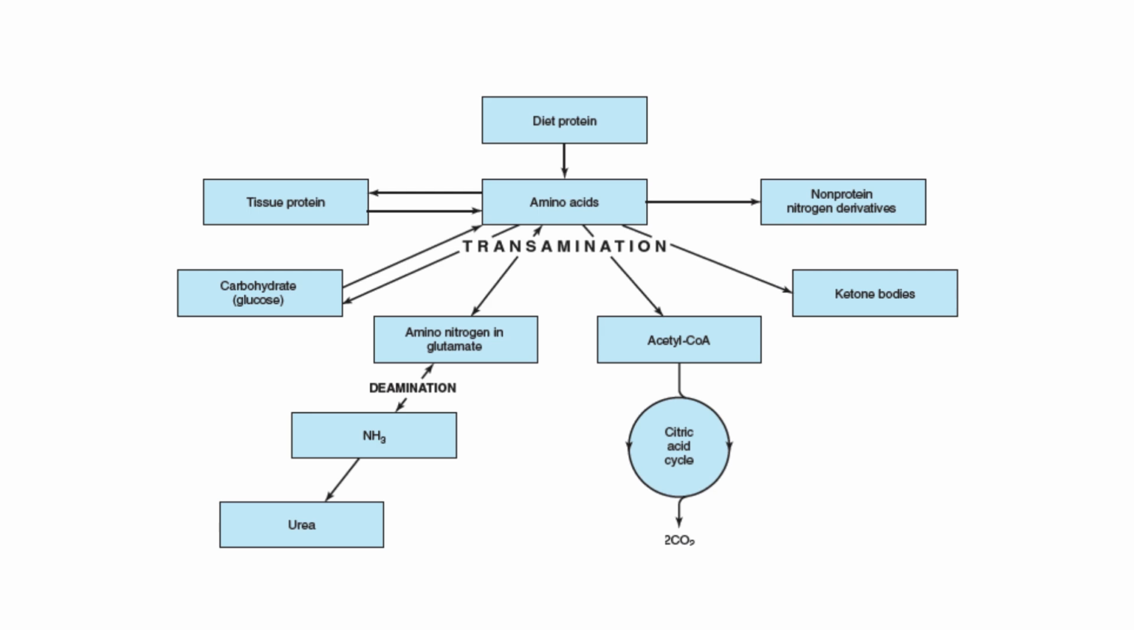Amino acids can be broken down to acetyl-CoA that goes into the citric acid cycle. Amino acids can be broken down to form ketone bodies. Amino acids can of course be deaminated, and the nitrogen eventually eliminated from the body as urea. We'll talk about all these processes.